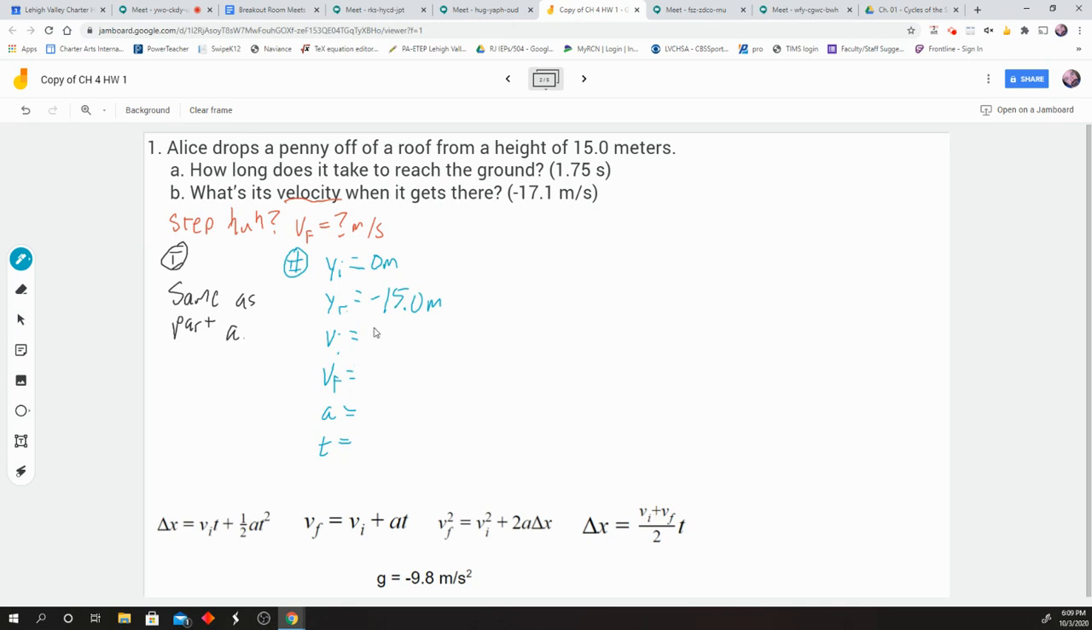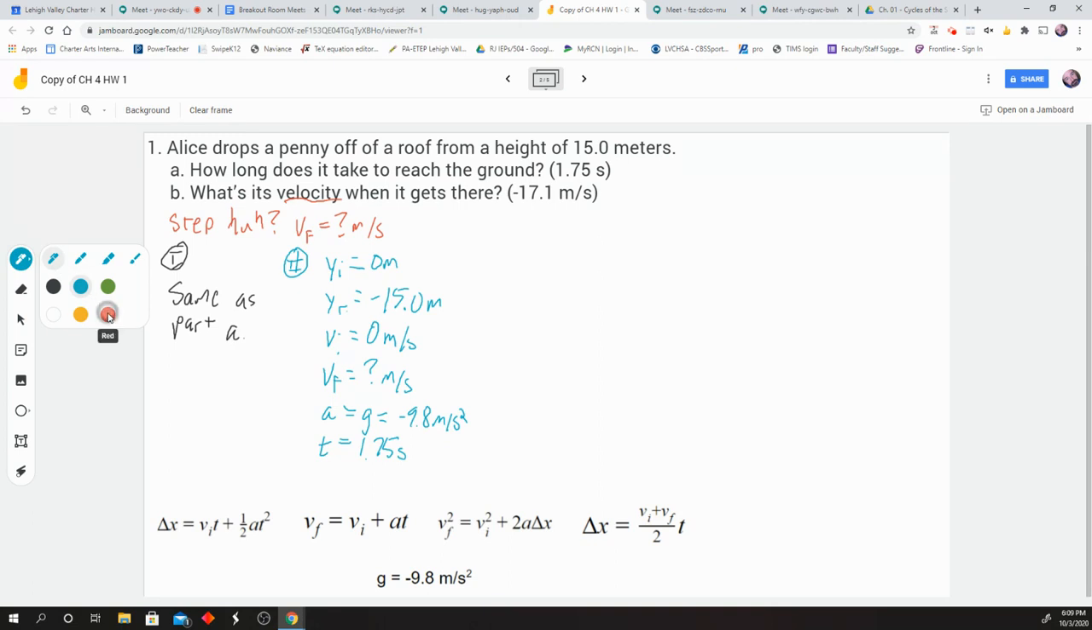V initial, again, Alice just dropped the penny, so it wasn't moving initially. So 0 meters per second. V final, well, this is what we're looking for, actually. So we don't know that one. Question mark, meters per second. A is still g, so it's minus 9.8 meters per second squared. Again, meters per second squared are your units for acceleration. And t, again, is no longer a question mark. T is now 1.75 seconds.